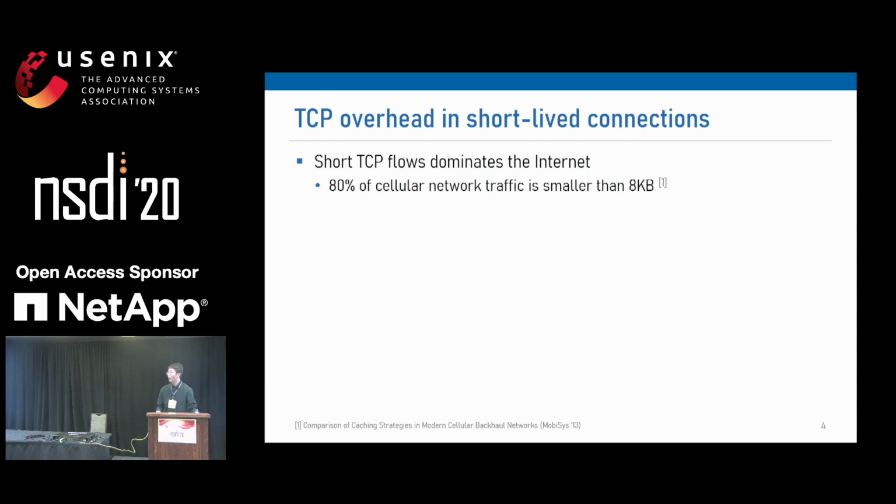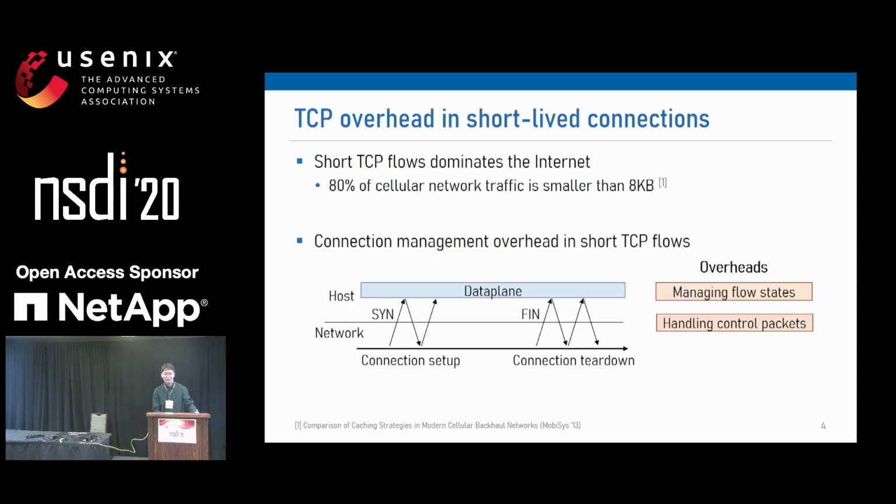The first case is about short TCP connections, which are dominant in today's network. For example, in a commercial cellular network, we have 80% of TCP flows which are very short, smaller than a kilobyte. For every connection, the TCP stack has to perform SYN and FIN handshake and synchronize the connection states. But for TCP servers that have very short messages and short-lived connections at a high rate, this becomes a relatively huge overhead.